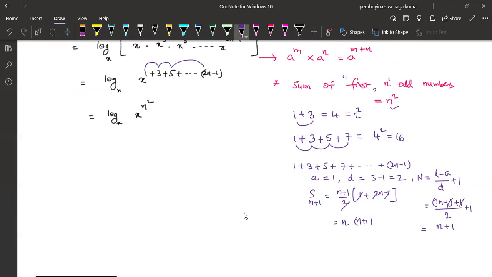Okay, this is the nth term they have given. Nth term means n numbers are there, not n plus 1, only n numbers. So therefore, the answer is n square. So this is correct. So n square becomes the quotient with log x base x. So that is equal to n square times log x base x, which is 1. So the answer is n square.